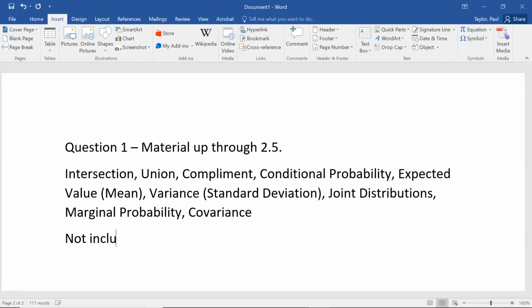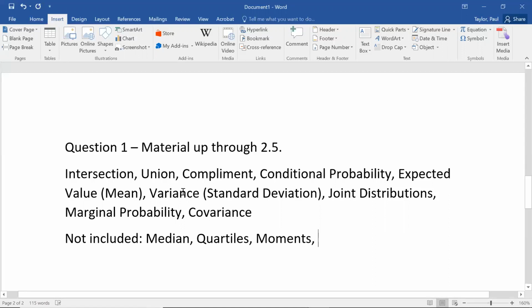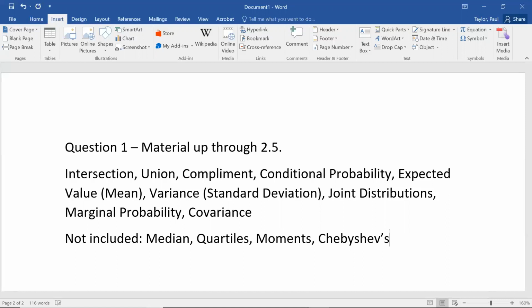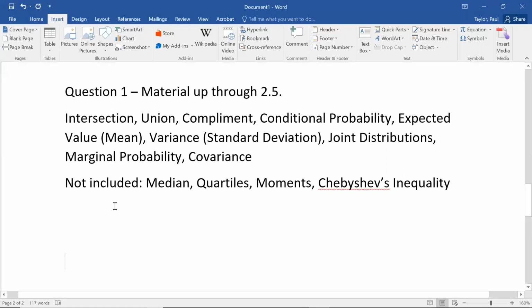There is some stuff from these chapters that I am definitely not putting on the exam. I am not going to ask about the median and quartiles and that other method that replaces the mean and the variance using the upper half and lower half. We spent a day on something called moments, which was a generalization of variance. I'm not going to ask about that on the exam. And we spent about half a day on Chebyshev's inequality. I'm not going to be asking about that on the final exam. Okay, so that's the first question.